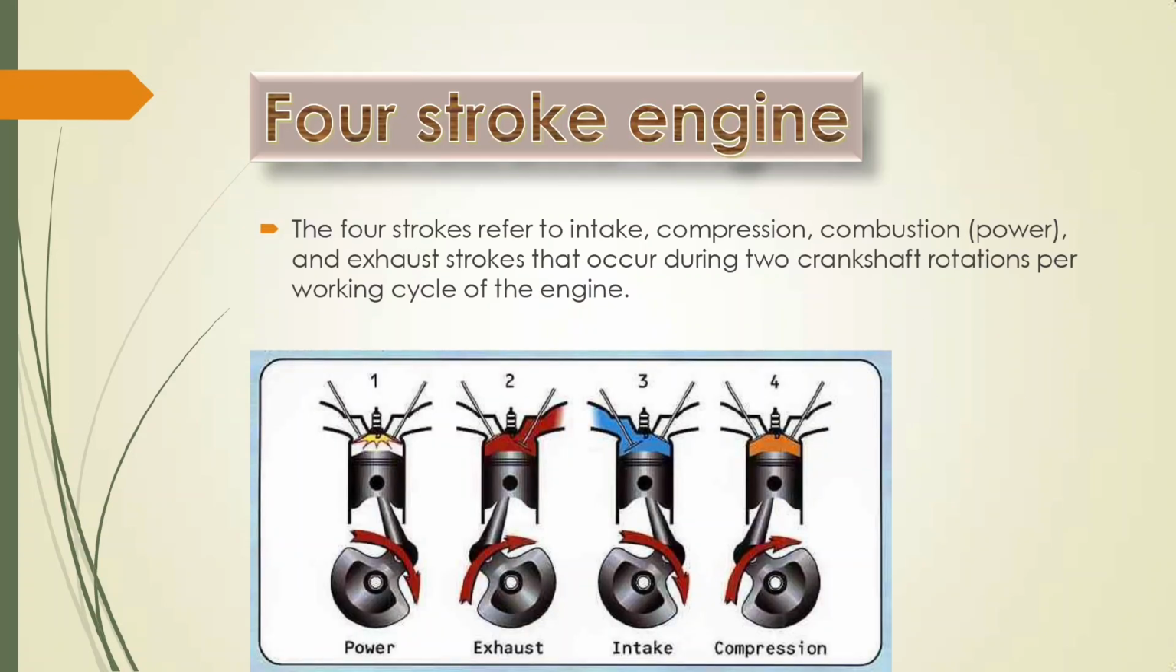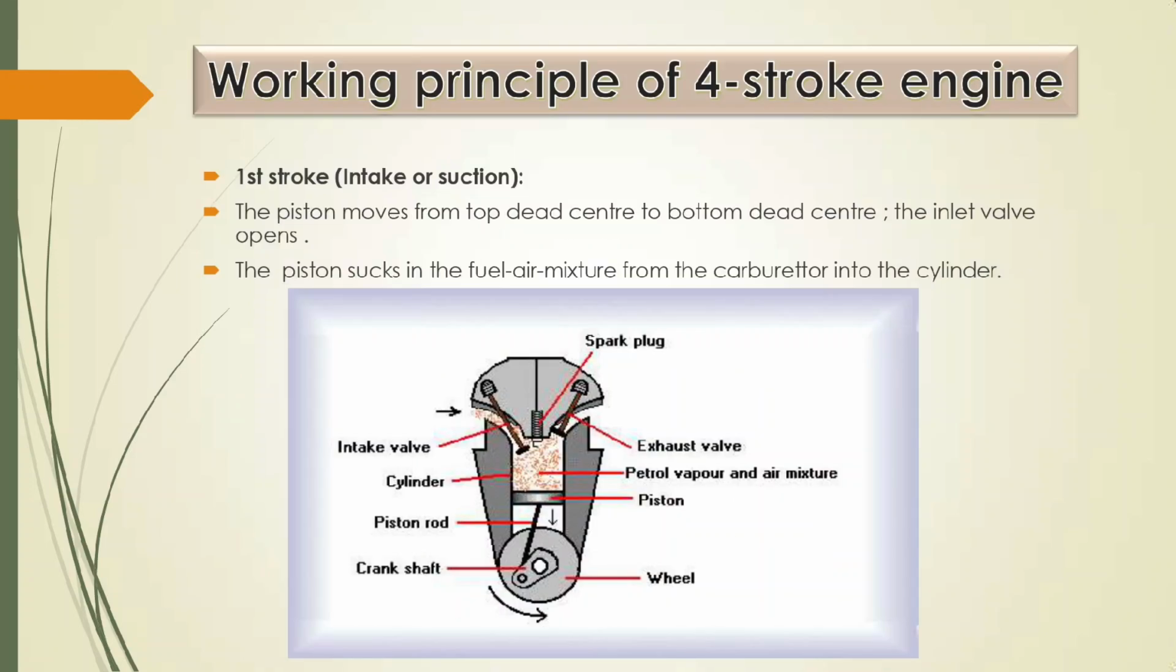Now we are going to see the working principle of 4-stroke cycle engine. The 4 strokes are suction stroke, compression stroke, power stroke and exhaust stroke. Working during the first stroke, that is called as suction stroke, the piston moves from TDC, top dead center, to bottom dead center. During that time, inlet valve opens. The piston sucks the air fuel mixture from the carburetor into the engine cylinder.